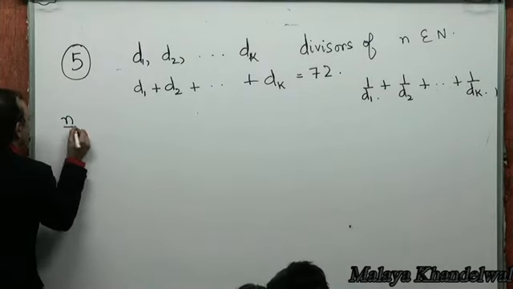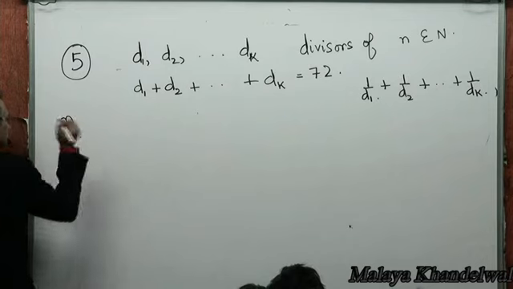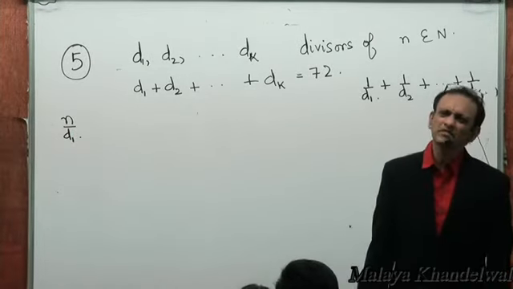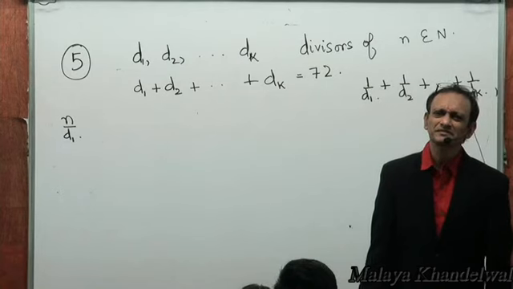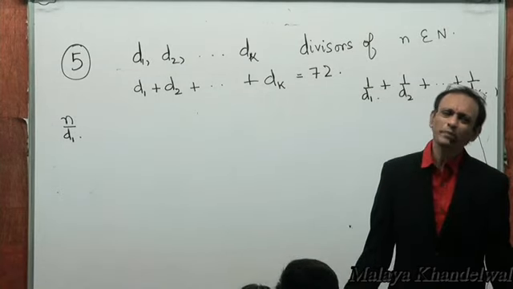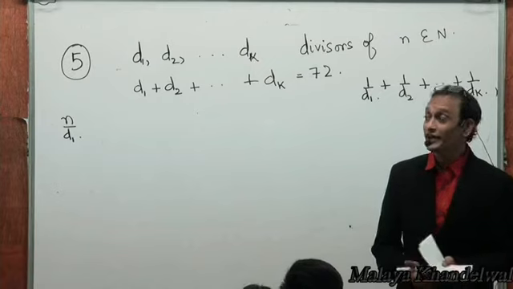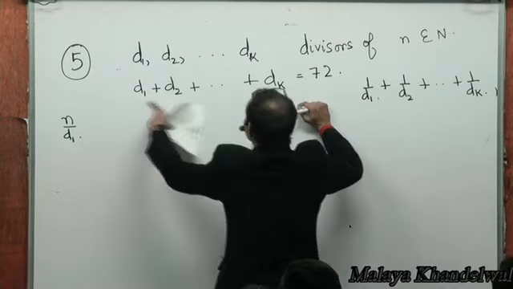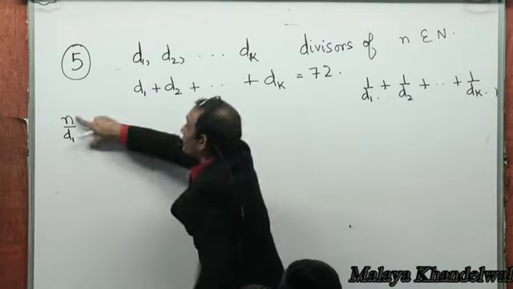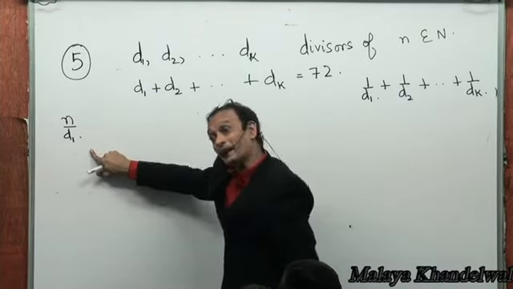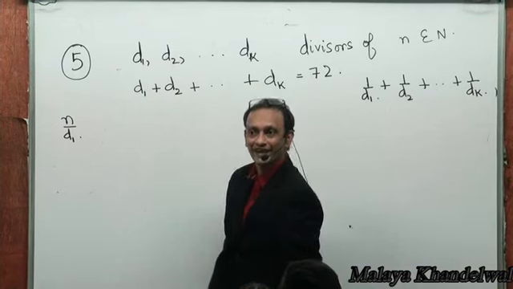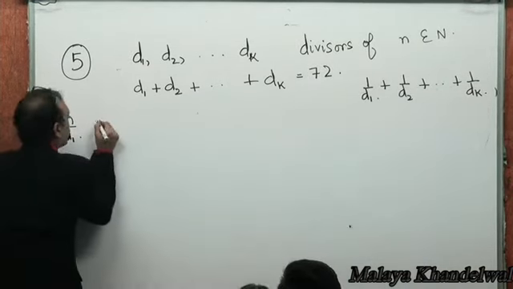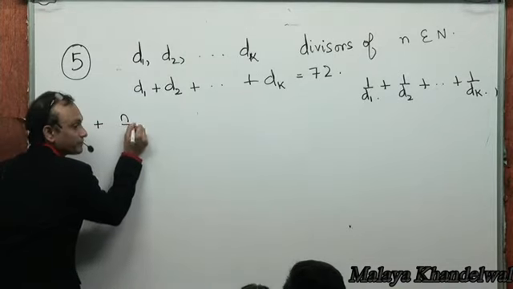If d1 is a divisor of n, then is n by d1 also a divisor of n? N by d1 will also be a divisor of n, yes or no? And it will match some di. N by d1 will also be a divisor of n. N by d2 will also be a divisor of n.